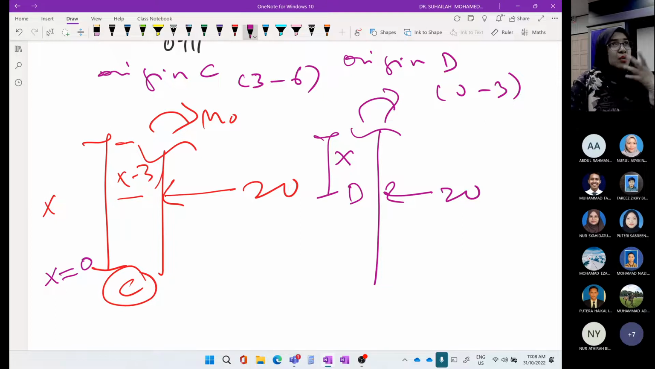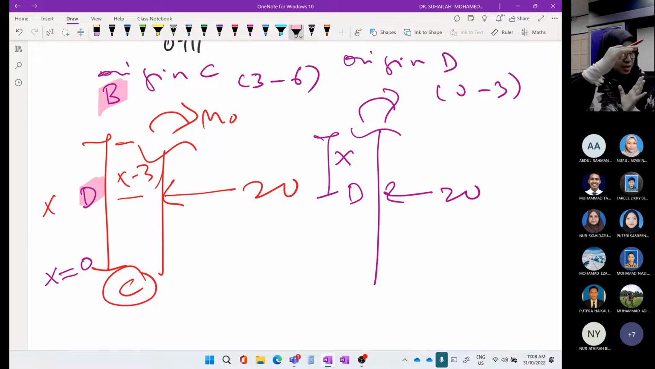Tapi kita nak write equation for D to B kat atas ni. Ni B. We want to write equation between D and B. Between D and B, X dekat D is not 0. X dekat D is 3. X dekat B is 6. That's why limit dia jadi 3 to 6.